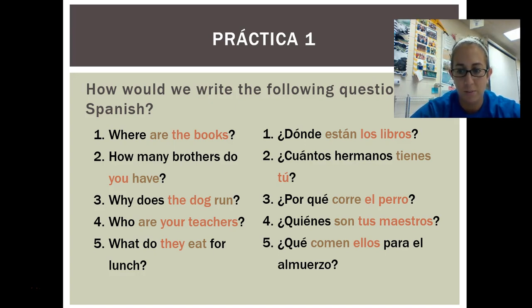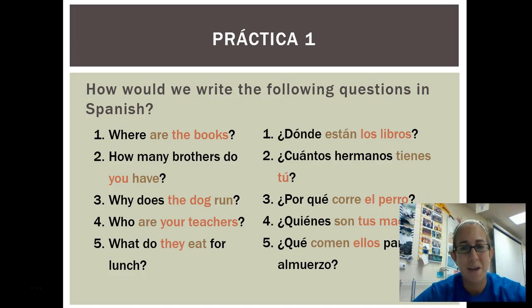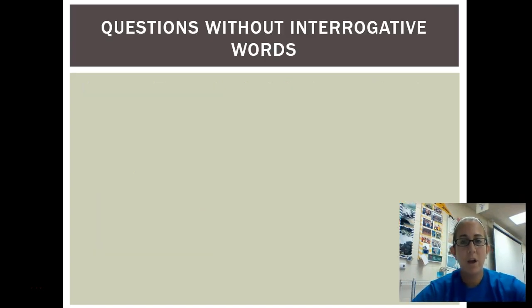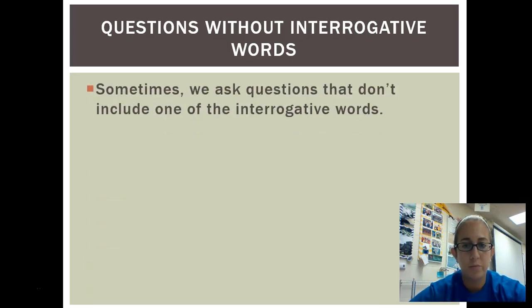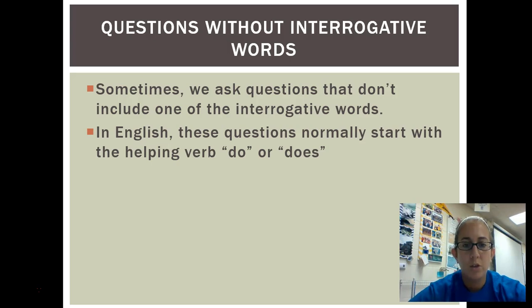Okay, and moving on. So we can also ask questions without using question words. Like, did you do your homework? Or do you have soccer practice tonight? Notice we don't have a who, what, when, where, why, how in that question. So in English, these questions normally start with a helping verb of do or does. Sometimes you also might see the word are in there as well.